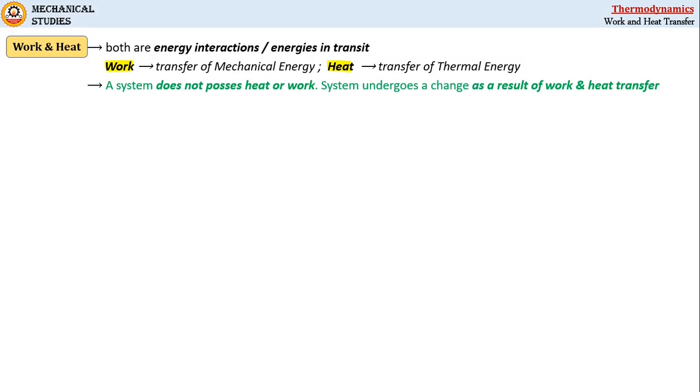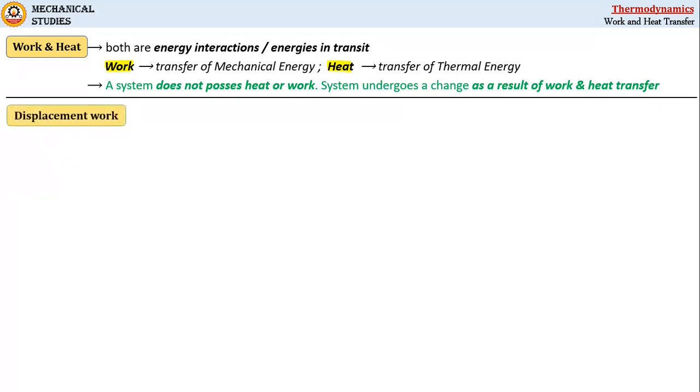There are several forms of work that you will come across, like shaft work, spring work, electrical work, and so on. The important one that we must include here is displacement work, or also called moving boundary work. This work is associated with expansion and compression of gas or vapor in a piston cylinder device. For example, internal combustion engines or reciprocating compressors.